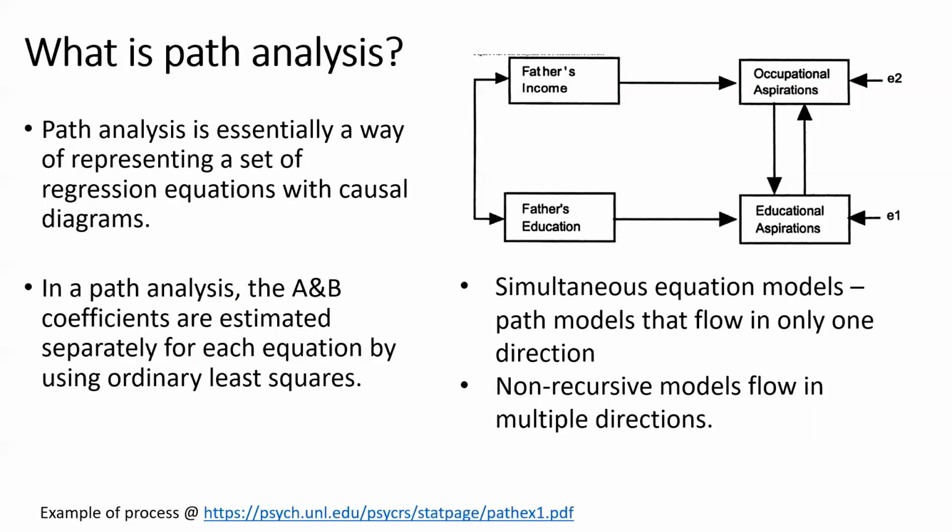Usually the numbers in the paths represent standardized regression coefficients, and that makes it easier for us to make comparisons among the variables in the path model, and allows us to visually identify the direction and impact of the relationship between two or more variables.